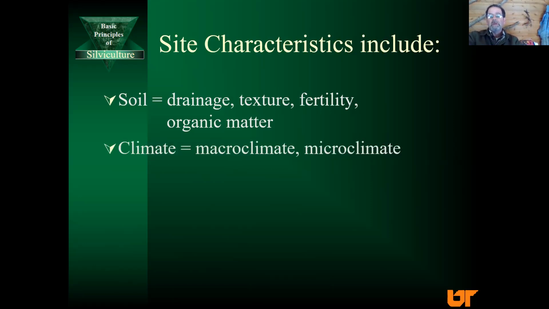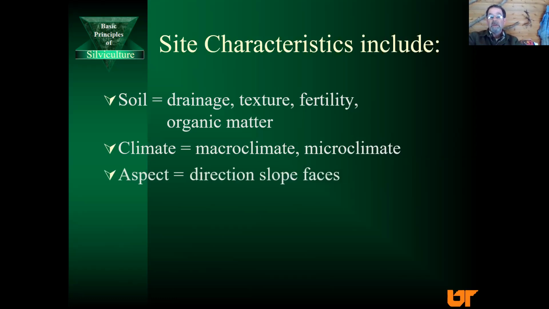You want to look at the climate too. What is the macro climate? You don't want to plant tropical trees in the mountains of East Tennessee and vice versa. So think about the climate, what species are native, and even the microclimate too, because trees might grow well on the cooler side of the hill than on the warmer side of the hill, or vice versa.